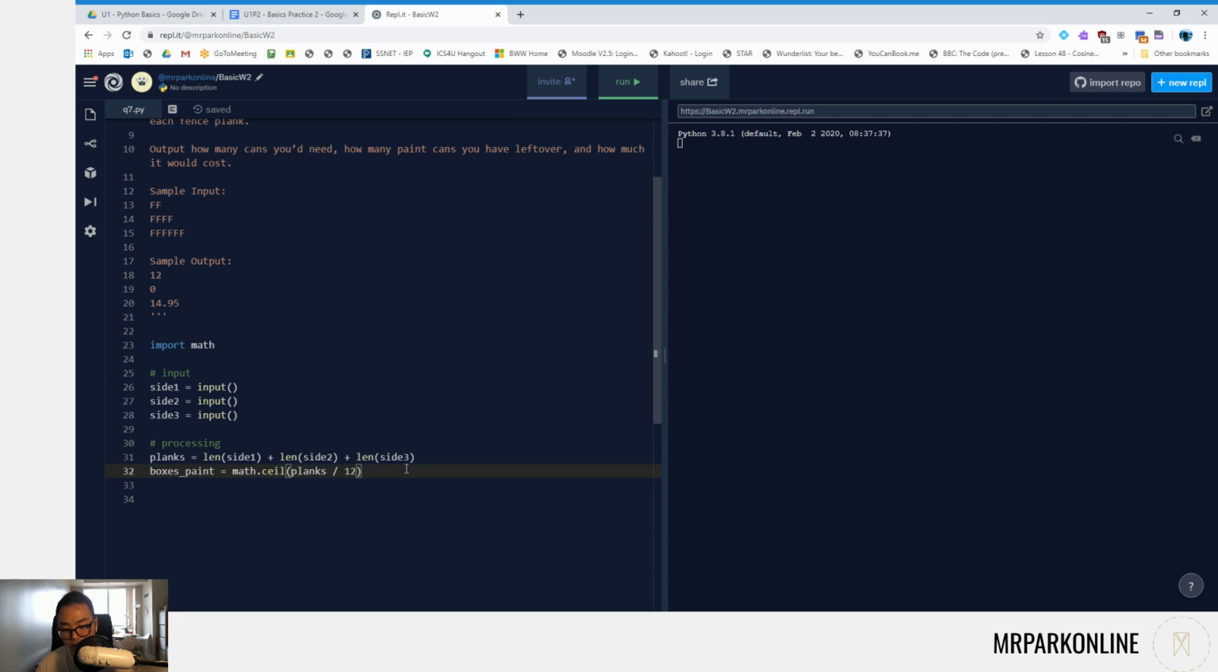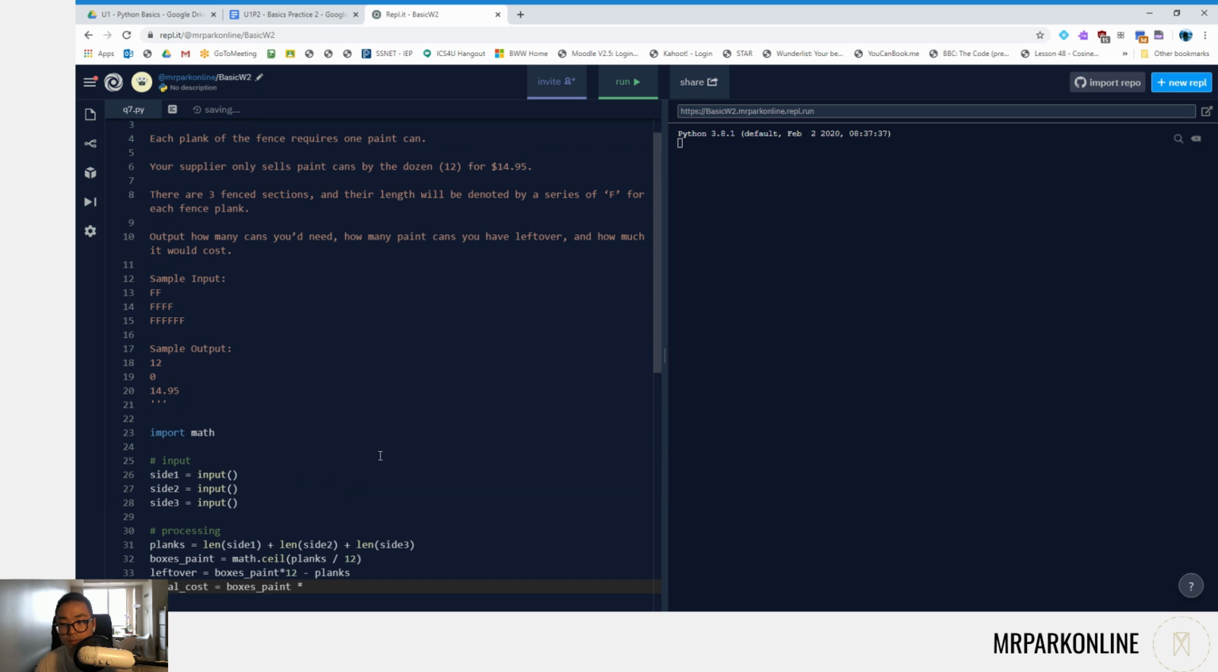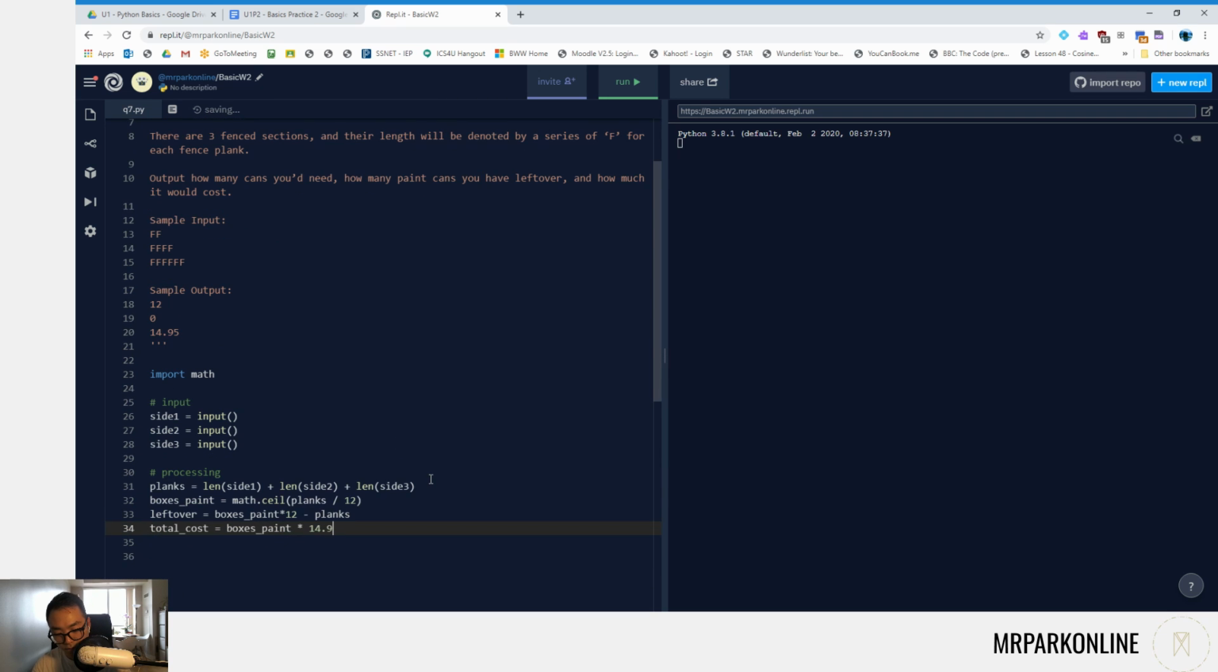I need to now calculate the leftover. Leftover is equal to the boxes of paint times 12 subtracted by the number of planks that we have. And that's going to give us the leftover. We're going to have boxes multiplied by 12, then take away the planks, and that's going to be our leftover. And our total cost after all that is just equal to the boxes of paint multiplied by $14.95, since each one costs $14.95.